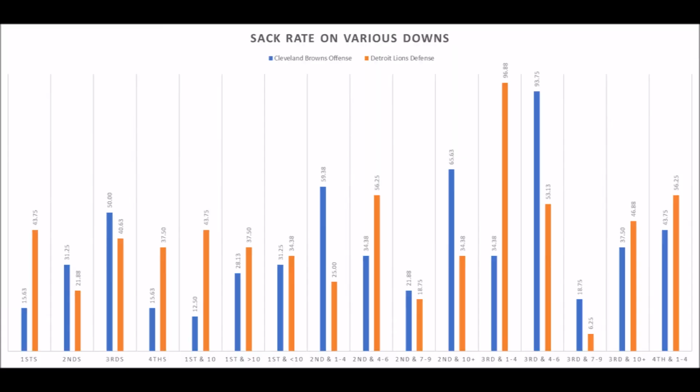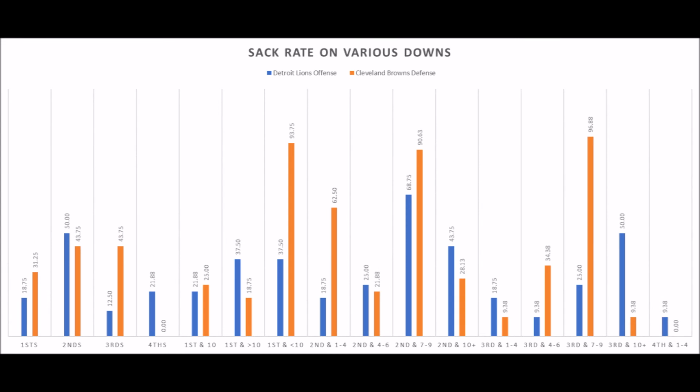Then, of course, you get to sack rate. Browns offense versus Lions defense, and the Browns are better in this respect in terms of generating sacks. Again, the Lions have had some issues in terms of preventing sacks this year. So I would expect some sacks in this game for the Browns. Then, of course, you look at the Lions offense versus Browns defense in terms of sacks, and the Browns are favored here on first and third down.